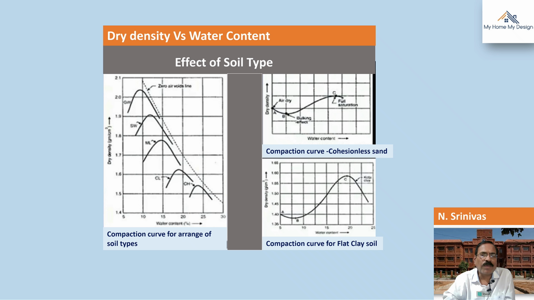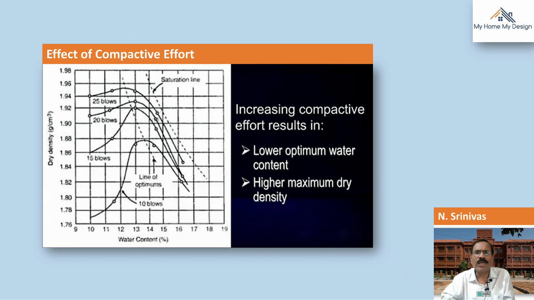And the effect of soil type: you can plot the compaction curve for different types of soil, different types of cohesive soil, and compaction for flat clay soil. All these can be marked with the help of engineering drawings and sketches. If you plot the graph of dry density versus water content for different types of soil, it gives the behavior pattern. Then we can identify what type of soil it is. Similarly, increasing compactive effort results in lower optimum water content and higher maximum dry density.